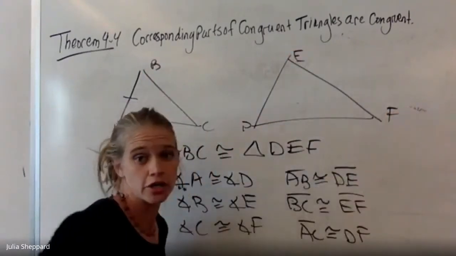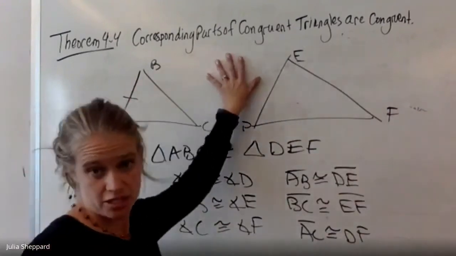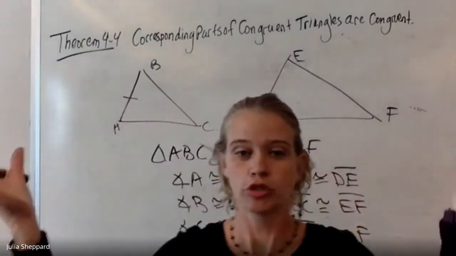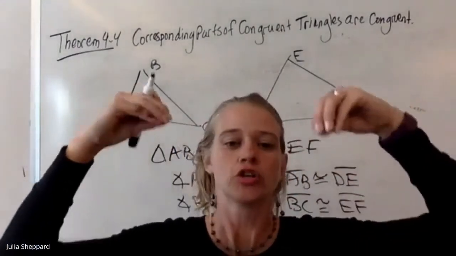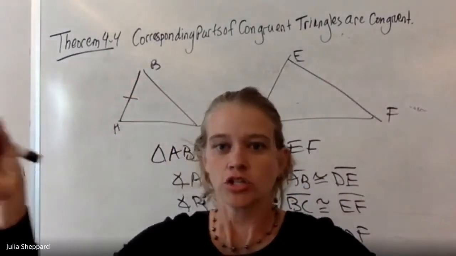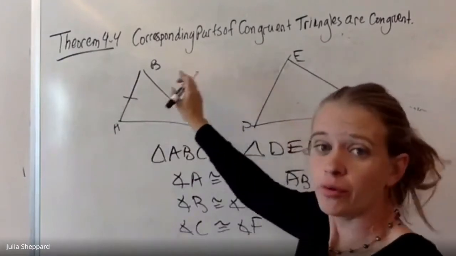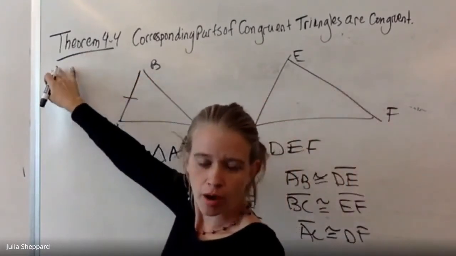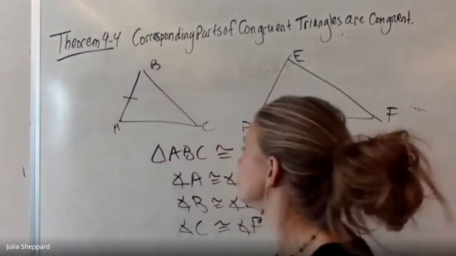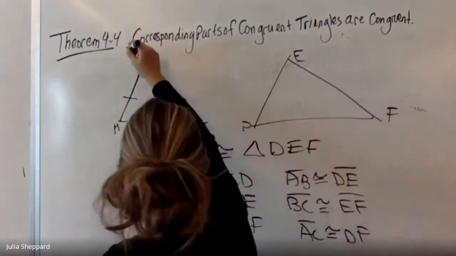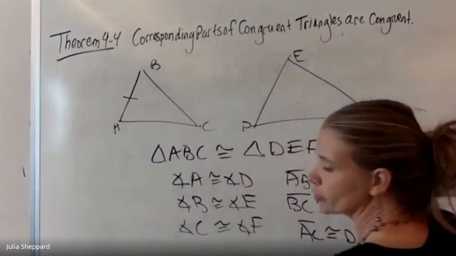Now you are going to use this theorem a lot, because what you're going to do is prove two triangles are congruent, and then show that two sides of those are congruent so you can prove something else, right? So this theorem, I would not remember the 4.4 part, because in every single book, this numbering system is different. But you do need to remember this whole line. Corresponding parts of congruent triangles are congruent.